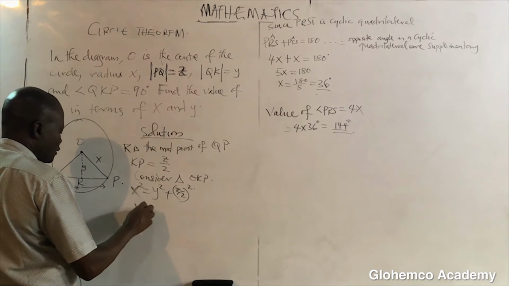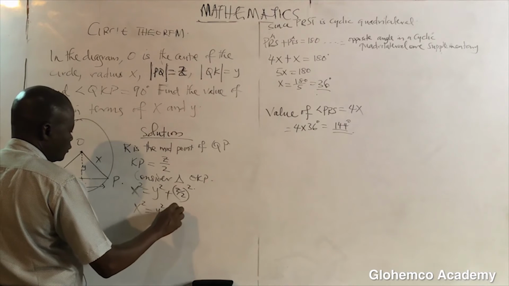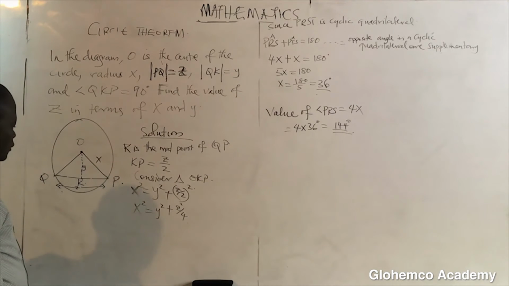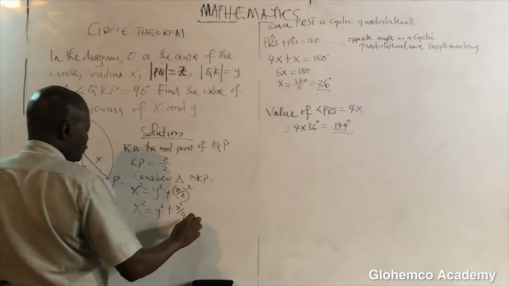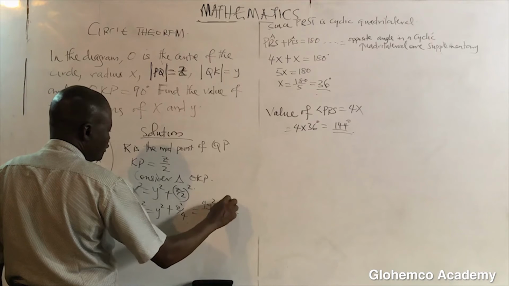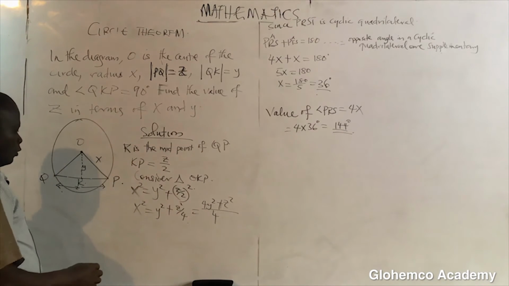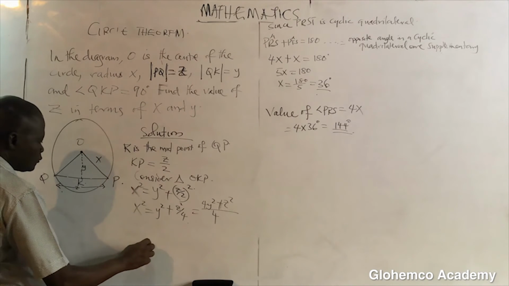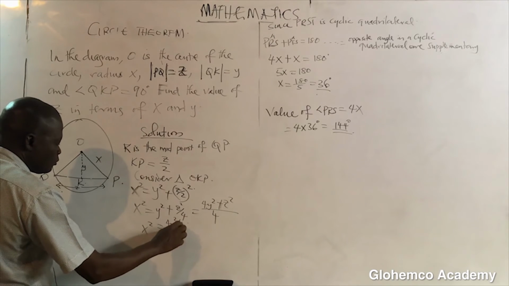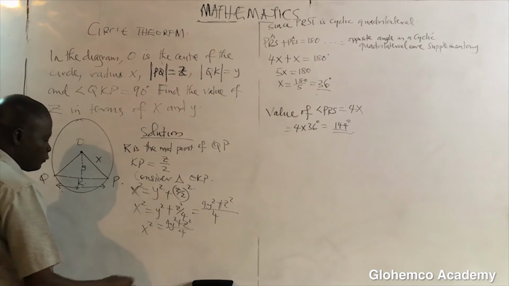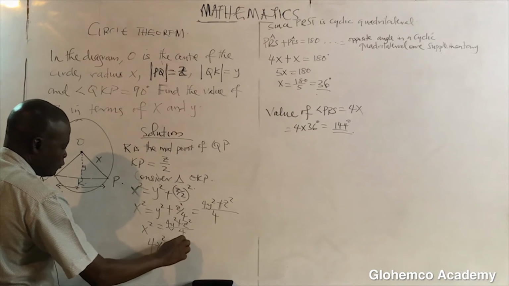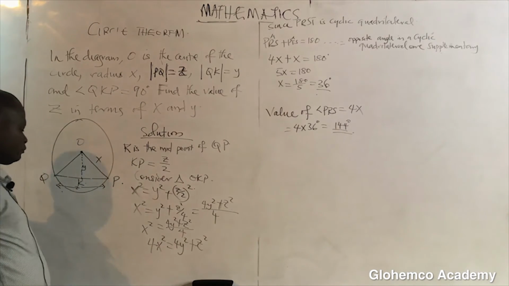X squared is equal to Y squared plus Z squared all over 4. When you find the LCM, which is 4, we have X squared equals 4Y squared plus Z squared, everything over 4. So 4X squared equals 4Y squared plus Z squared.